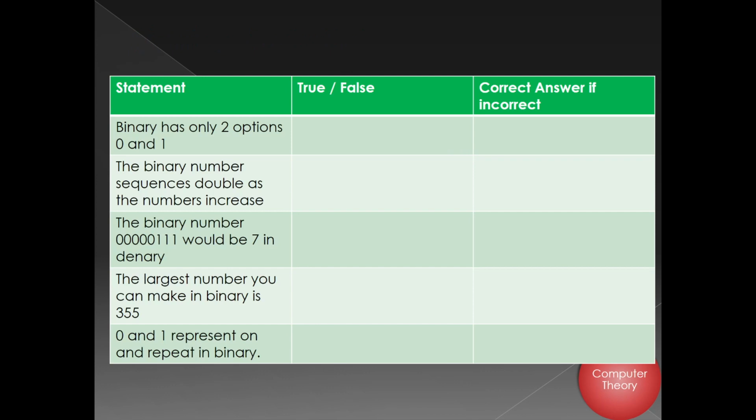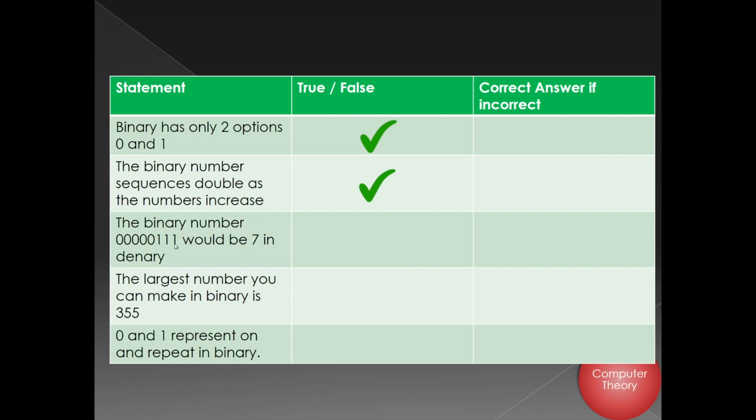So the first statement, binary has only two options, 0 and 1. That is true, because remember, binary is a switch. It's on or off. 0 is off and 1 is on. The binary number sequence doubles as the number increases. That is true, because remember, it goes 1, 2, 4, 8, 16, 32, 64, 128. It doubles each time it jumps.